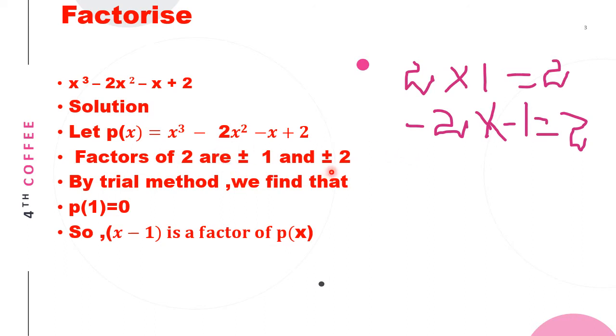Now by trial method we will find one by one at which value of x are we going to get 0. It means if we replace x with plus 1 and then minus 1, plus 2 and then minus 2, then on which value of p of 1 or minus 1, 2 or minus 2, during which value will we get equal to 0. Coincidentally, when we are replacing x with 1, we are getting 0. So let us see how it works.